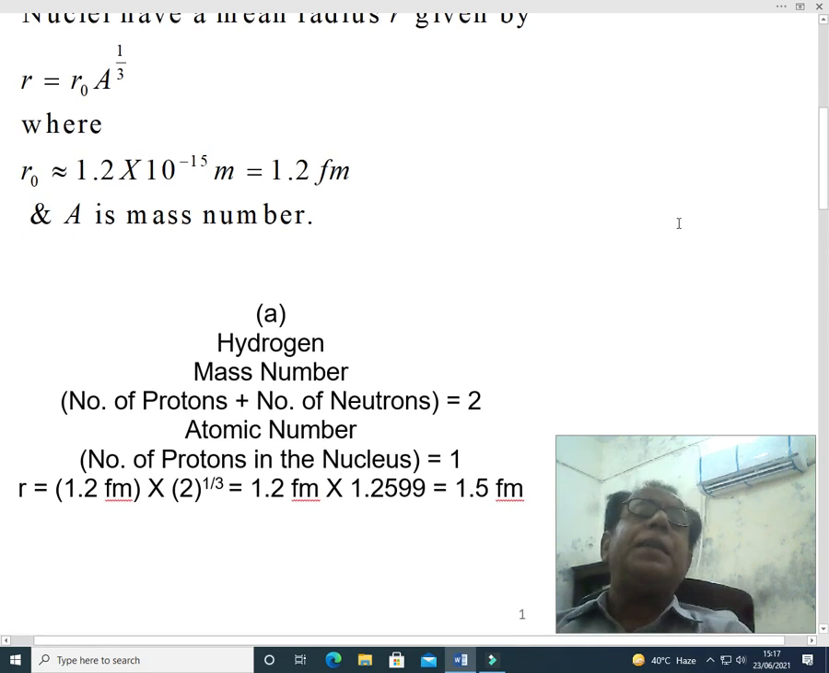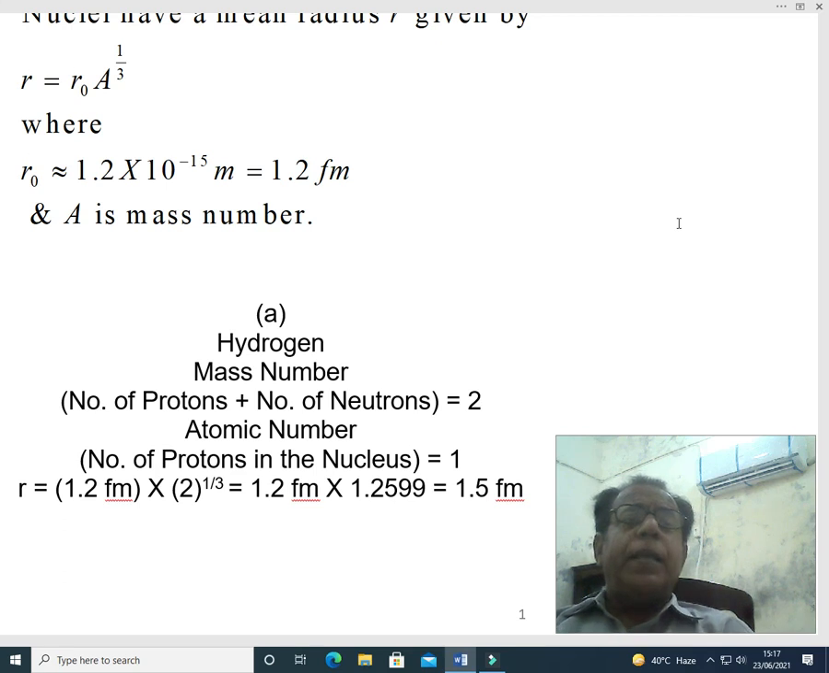R equal to r naught A raised to the power 1 by 3. Here we have used the value of r naught, which is 1.2 femtometer, into, here the mass number is 2, so we have taken cube root of 2, raised to power 1 by 3.